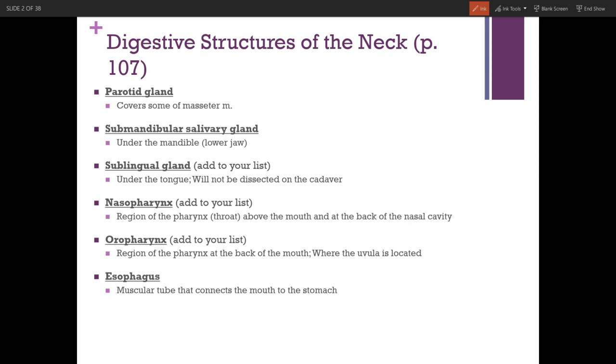If you look in the mirror, you'll see this little flesh-colored structure hanging down in the back of your throat. That's called the uvula. Now, just behind that, at the back of the throat, that's where you'll find the oropharynx. We also have the esophagus, which is going to be a tube connecting the mouth all the way down to the stomach.